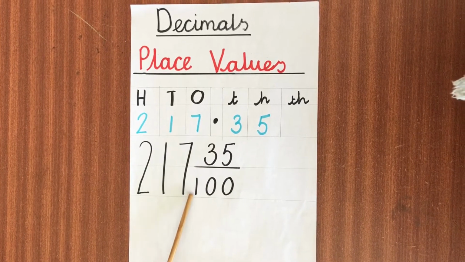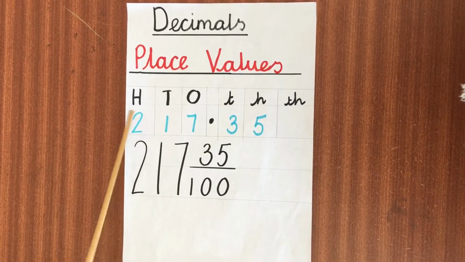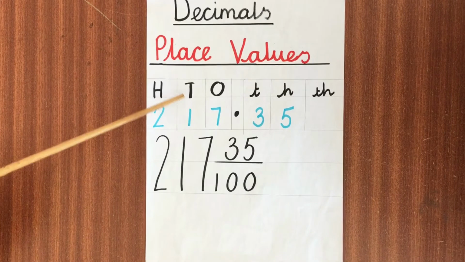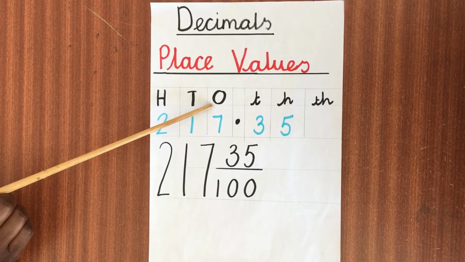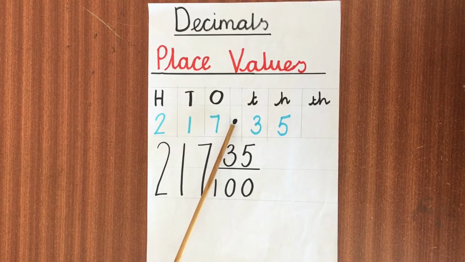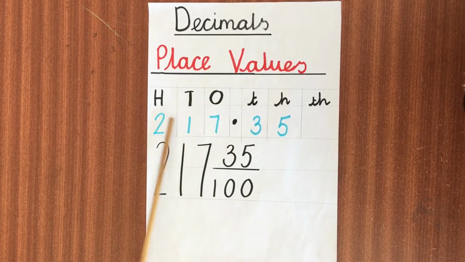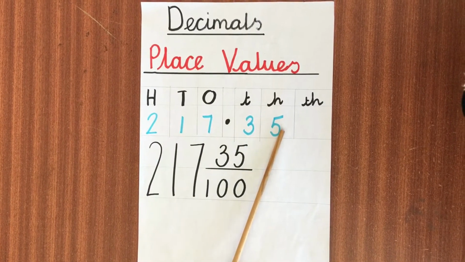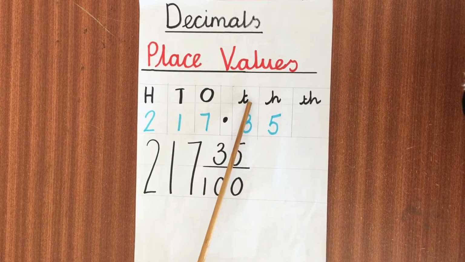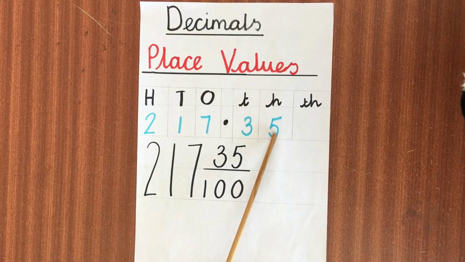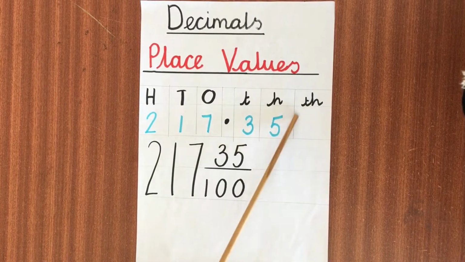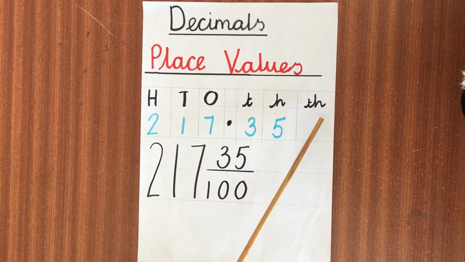This can be written as a decimal by following the values of the numbers: 2 in the hundreds, 1 in the tens, and 7 in the ones. This dot here is what is called a decimal point. The decimal point separates the whole numbers from the fraction. The first digit after the point is 3 with the value tenth, and then 5 with the value hundredth. If we had another number here, it would be a thousandth.